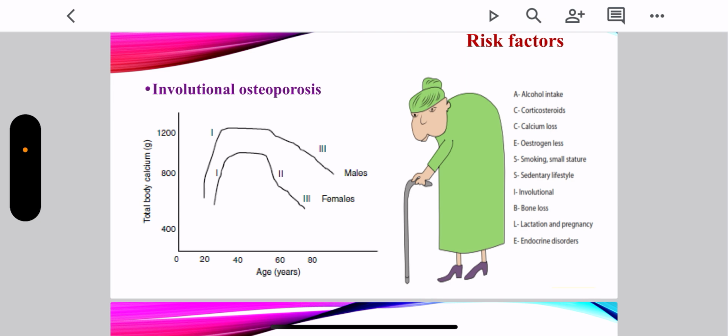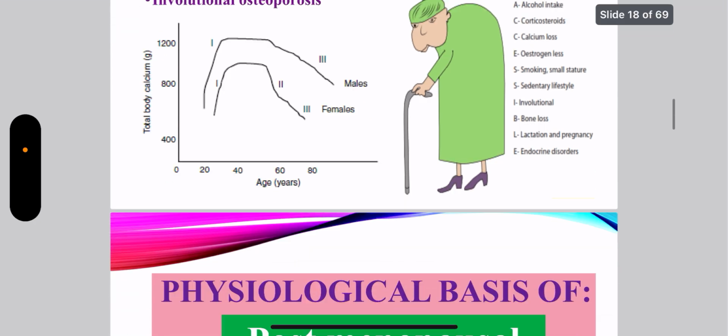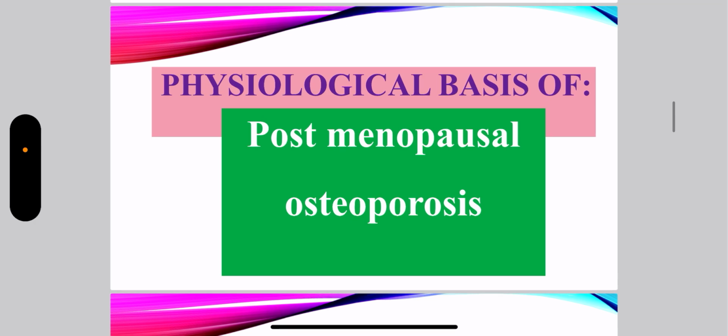So this mnemonic, ACCESSIBLE, will be very helpful to memorize the risk factors. It is showing all the risk factors. I had already told you about this important reasoning based question. What is the physiological basis of postmenopausal osteoporosis? I'll discuss this question once I complete the theoretical part of endocrine physiology.